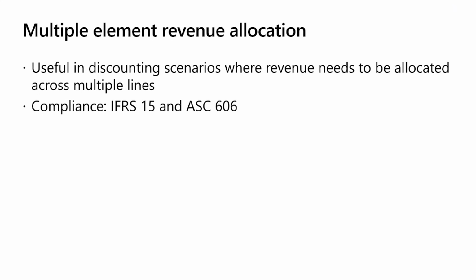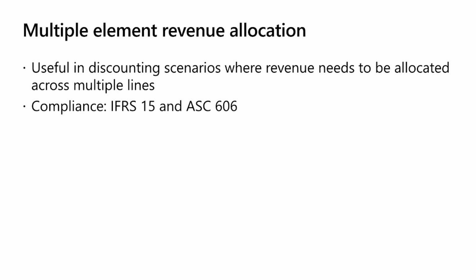Typically you use this if you have a discounting scenario or where you're selling multiple items together. You might discount somewhat or fully discount a particular item in that grouping. This is typically a compliance item, whether it's IFRS 15 or ASC 606. So in this case you need to be marking the items for deferred, because they need to be deferred items.